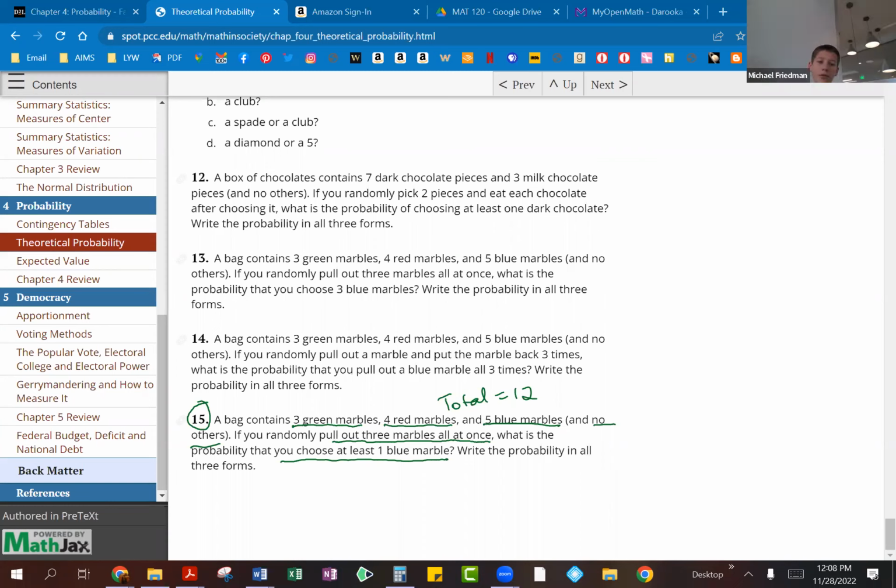When it says write the probability in all three forms, does it mean fraction, decimal, and percent? Yes, exactly.